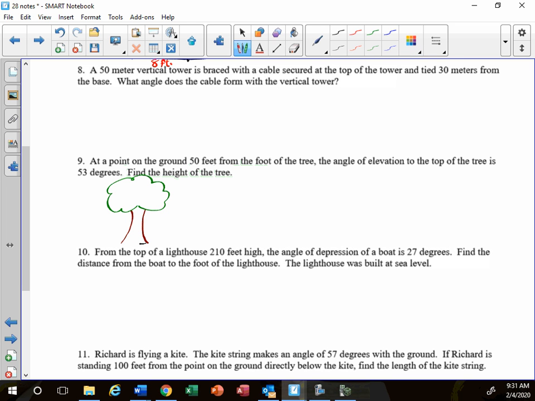Okay. So we have this point on the ground that is 50 feet from the foot of a tree. So the angle of elevation to the top of the tree is 53 degrees. Everybody okay with that's where the 53 goes? Okay. Find the height of the tree. So you are finding that side over there.